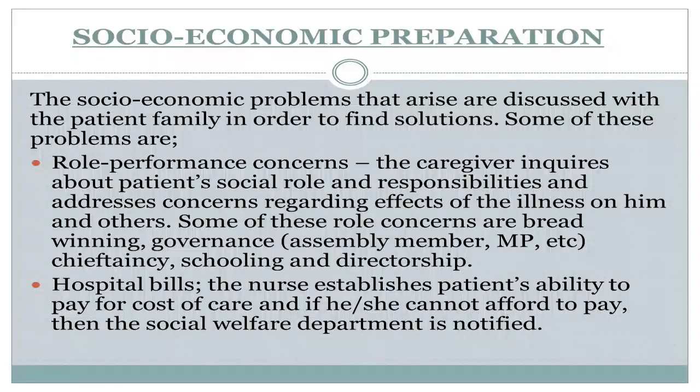Socioeconomic preparations. Whenever we're going through surgery, a lot of things come into play, especially if it has to do with money. So the socioeconomic problems that arise are discussed with the patient's family in order to find solutions. Some of these problems are role performance concerns. The caregiver inquires about the patient's social role and responsibility, and addresses concerns regarding the effect of the illness on him and others. Some of these role concerns are breadwinning and governance, for example, assemblyman, an MP, etc. So sometimes we have to define the role performance of the individual in society. Who is the person? What does he do? What does she do?